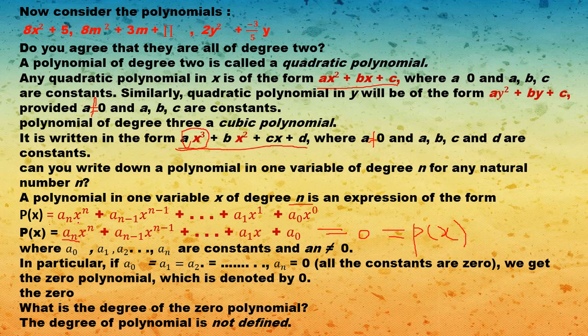A polynomial with one term is known as a monomial. A polynomial with two terms is known as a binomial. A polynomial with three terms is known as a trinomial. Okay, so in this we learned the basic concepts of polynomials.